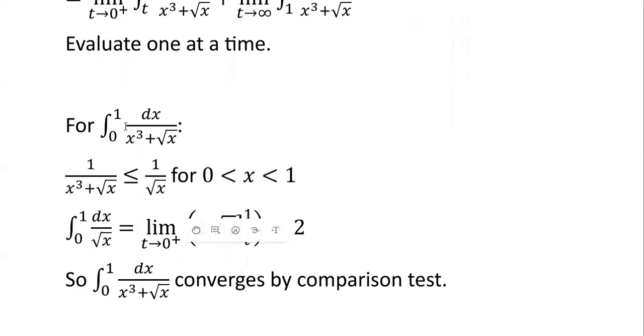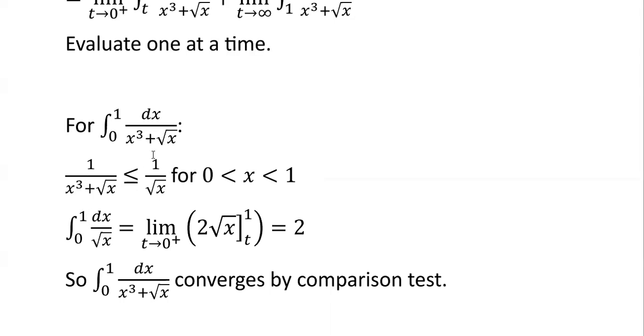For this one, how can we conclude the convergence or divergence? Well, we can do a comparison test. 1 over x cubed plus square root of x is less than or equal to 1 over square root x on this interval. You can just imagine that we're adding something, even though it's really small, to the bottom of the fraction. So we're dividing by something bigger, so it's going to be smaller.